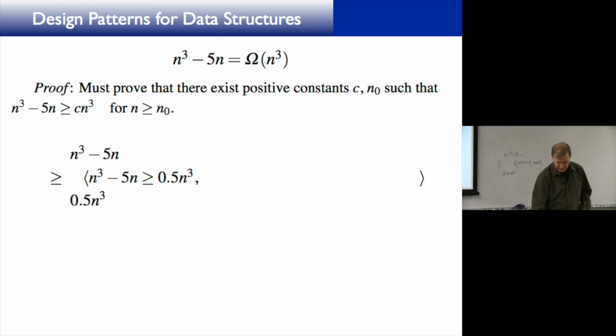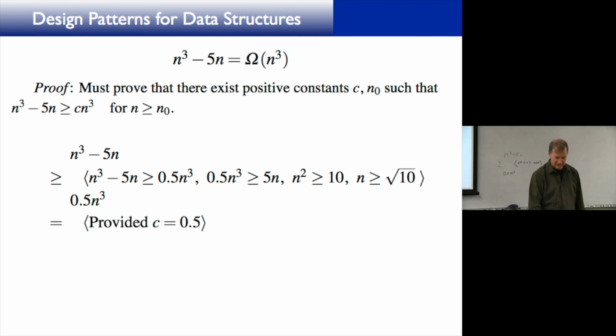What are the steps? Take the 0.5 n cubed to the left and the 5n to the right, and there's our finessing of the negative sign. So 0.5 n cubed is greater than or equal to 5n. Now multiply both sides by 2, and divide both sides by n. What do we get? n squared is greater than or equal to 10, so n is greater than or equal to the positive root of 10. Remember that?